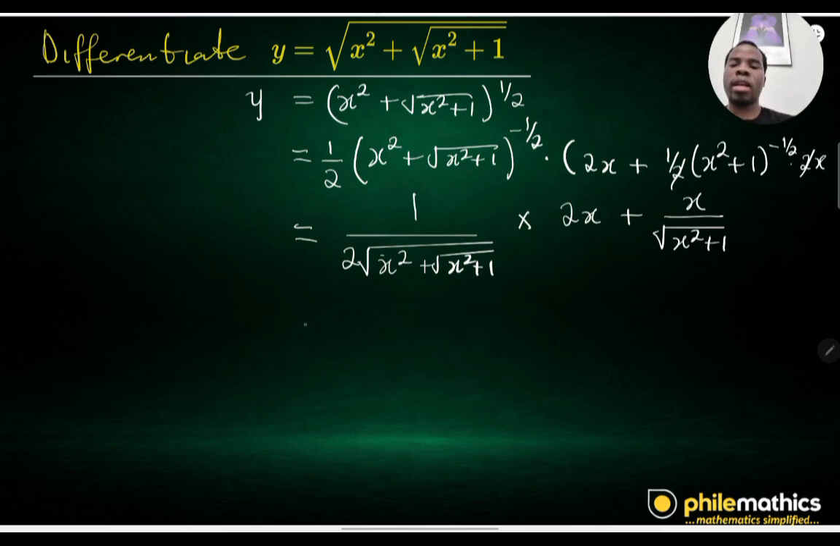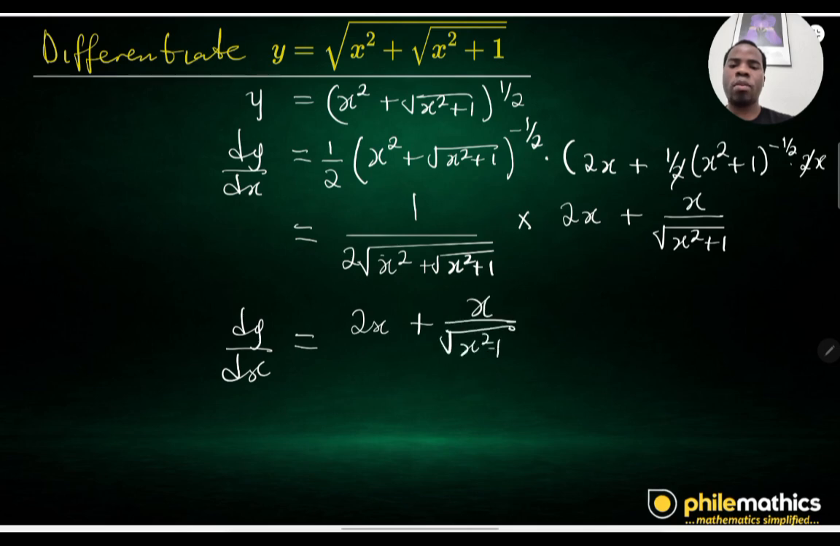If we multiply this together, our final answer will be the dy/dx. Mind you, we have been differentiating. Will give us 2x plus x over square root of x squared plus 1, over 2 square root of x squared plus square root of x squared plus 1. This is our final answer.